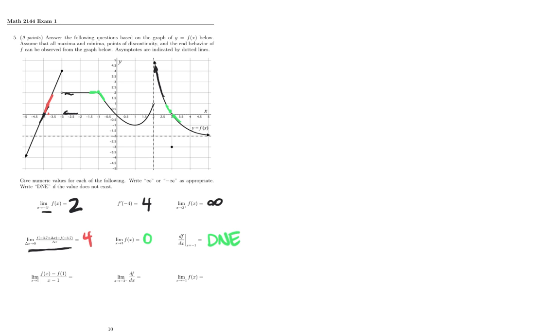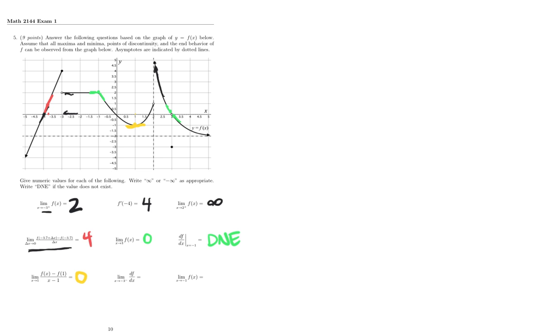Okay, the next one is the limit as x goes to 1 of f of x minus f of 1 over x minus 1. So this would represent the derivative of the function f of x at x equal 1. So if I go over here to where 1 is on my graph, I can see that the derivative there is 0. That is a horizontal line with slope 0. So the slope of the tangent is 0 there. The derivative is 0 at x equal 1.